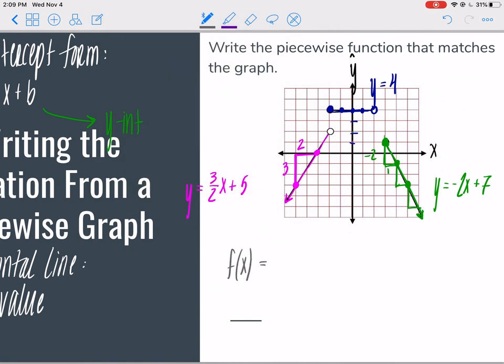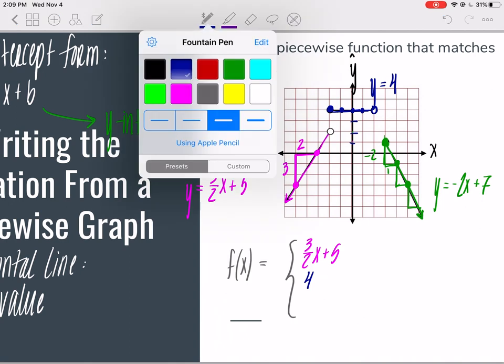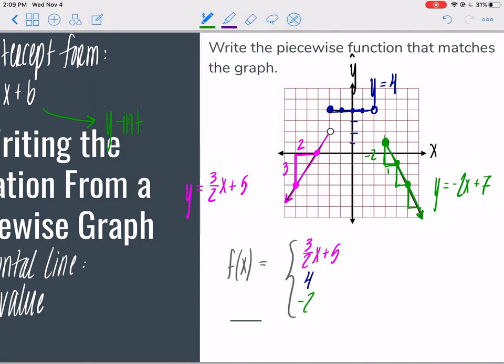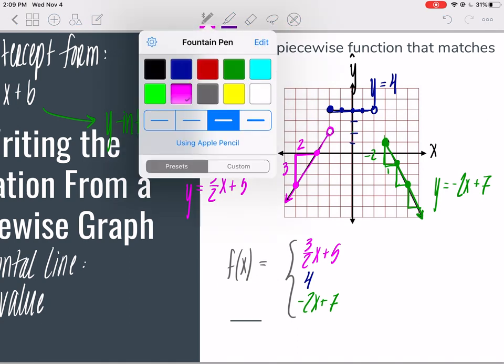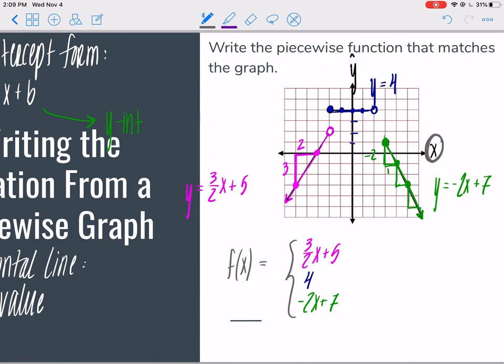So we write f of x equals, we've got this curly bracket, and we are going to write all 3 of these equations. So 3 halves x plus 5, and then we'll write it left to right, 4, because that's the next one, and then the green one here, negative 2x plus 7. And then we have to look at the domain. If I look at the domain, I am concerned about the x-axis here. So what are the x values?